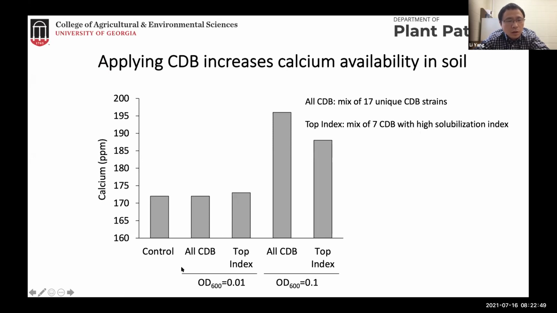Compared to the control condition, which has a calcium level around 170 ppm, adding all CDB or top mix at a low concentration at OD 0.01 did not change calcium level. But if we increase the concentration to 0.1, both of the mixes showed an increase of calcium level in soil.